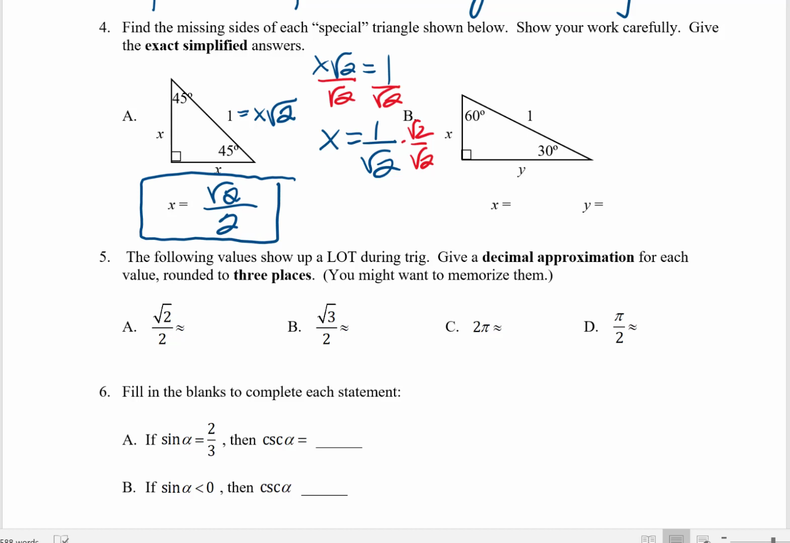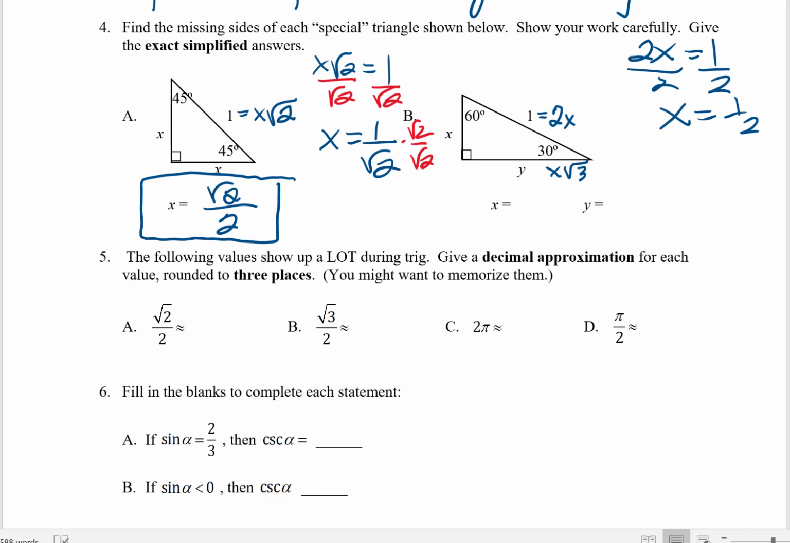In letter B, I have a 30, 60, 90 triangle. Again, it's not the basic one. In the basic one, the hypotenuse is 2. So I'll have to use the more general labeling. The general labeling is x for the 30-degree side, x root 3 for the side opposite 60, and 2x for the hypotenuse. They have given me the fact that the 2x side is equal to 1. So I can quickly here solve for x. I get x is equal to 1/2.